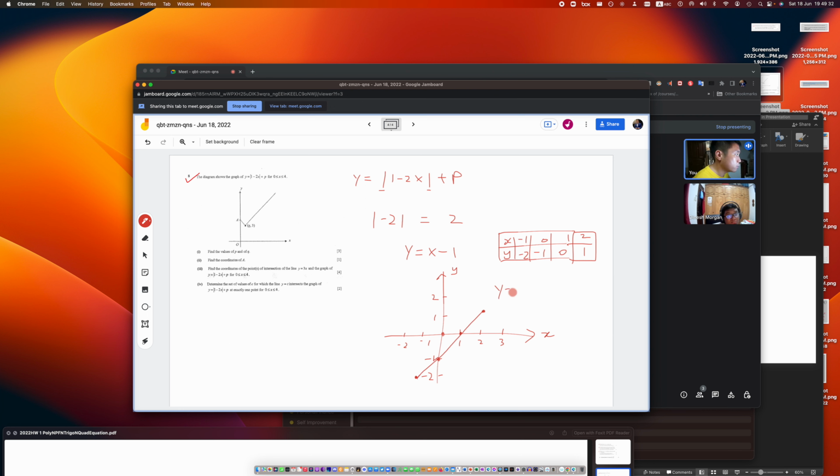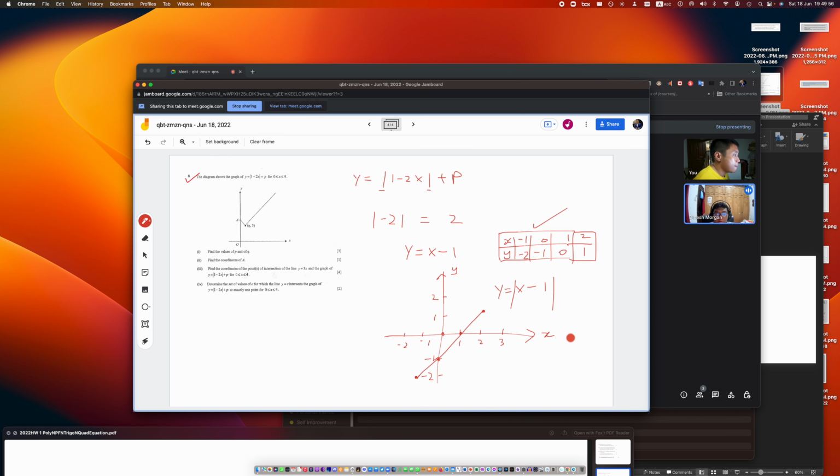Okay, this is your y equals to x minus 1, right? Pretty easy. Get some points, mark the points down, then line up all the points, then you get the y equals to x minus 1. So now, what if I have a modular sign?